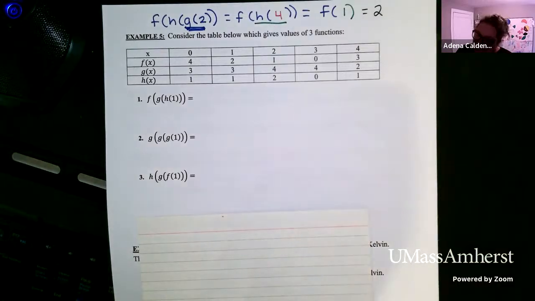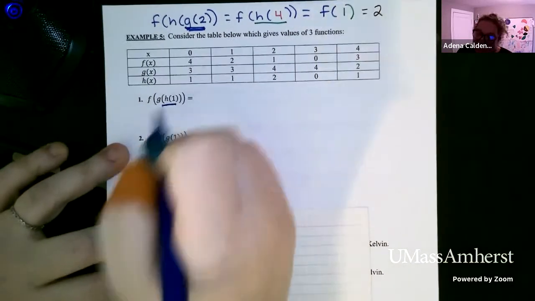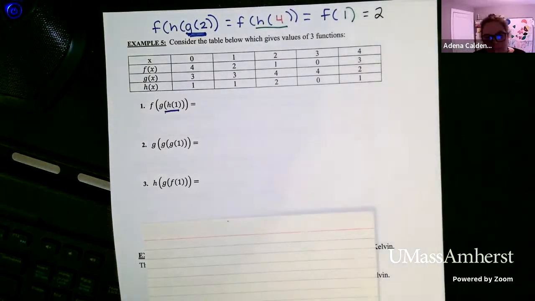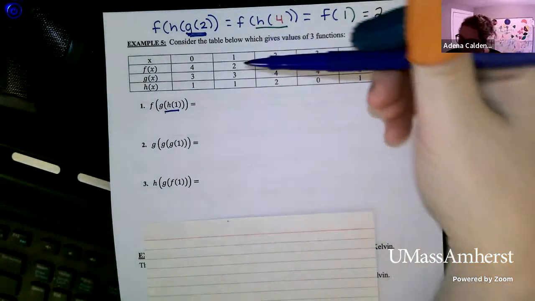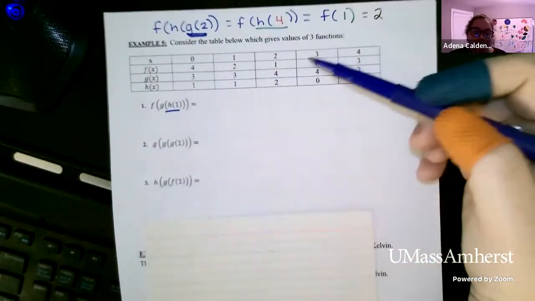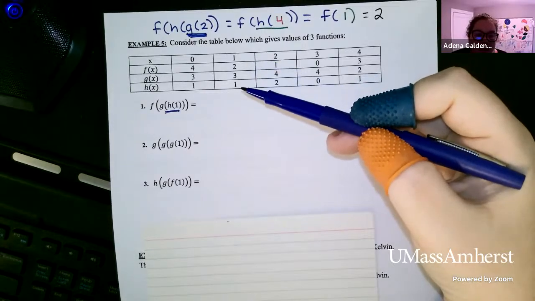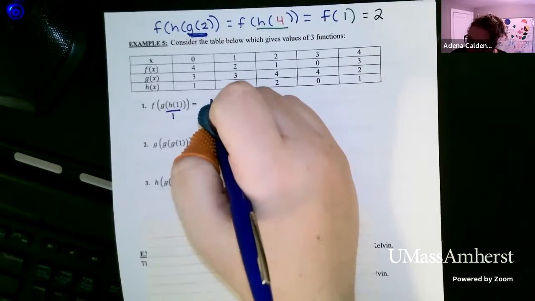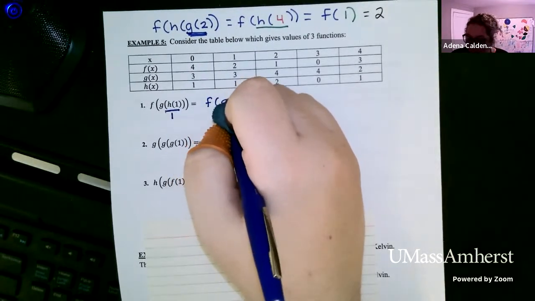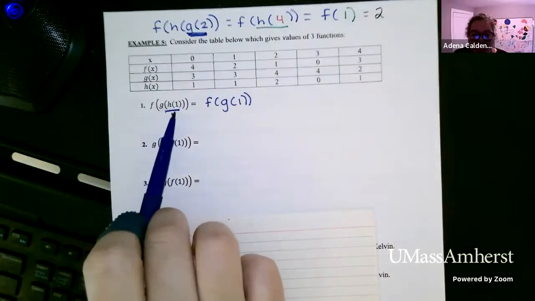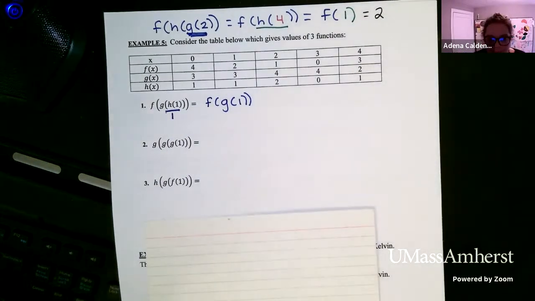Okay, so again, we want to start in the innermost calculation. So h of 1 is the first part we're doing. So to find h of 1, we go to the 1 in the independent row, and then we go down to the h function, which gives us 1. So that means that now we're looking for f of g of 1, because we substitute in 1 for h of 1.